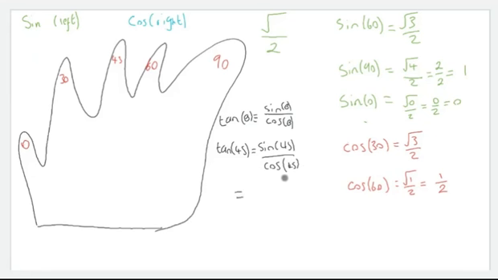So sine of 45 is root 2 over 2. You could use the hand method. And then cos of 45 is also root 2 over 2. Lucky for us, it's the same. It's one thing divided by itself. So it's just going to be equal to 1. So therefore, tan of 45 is 1.